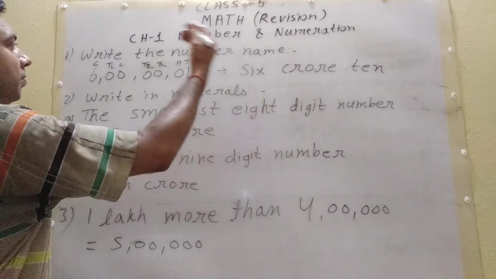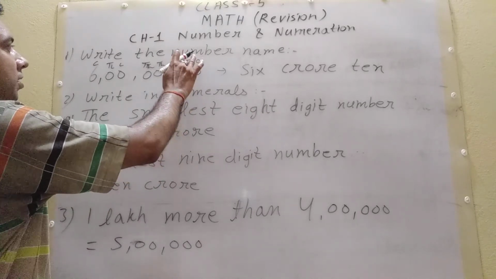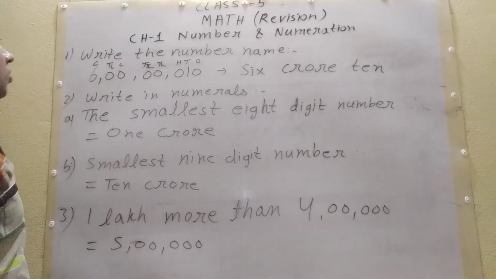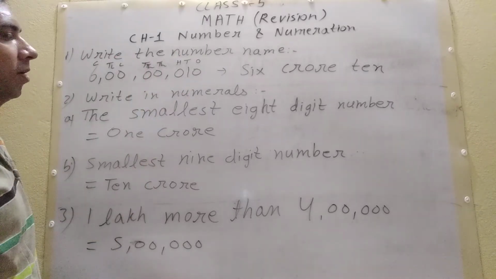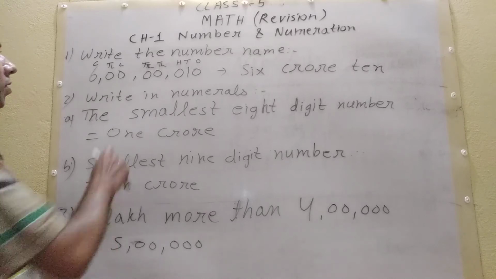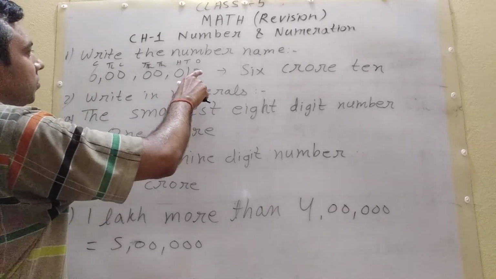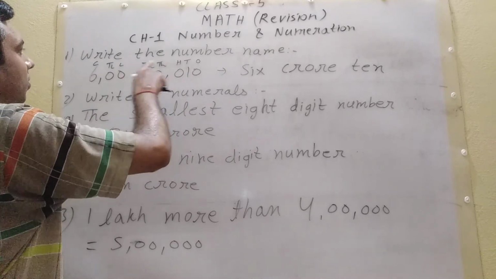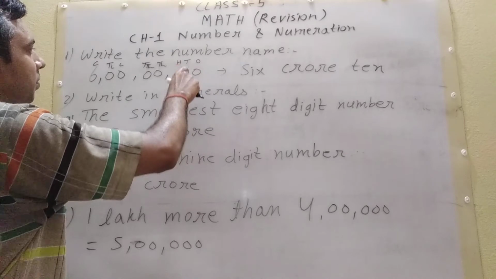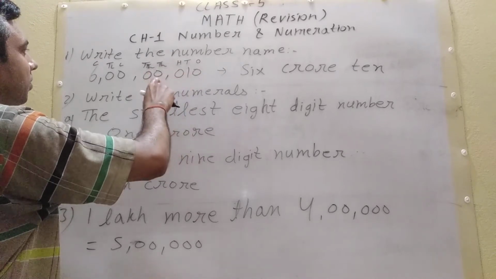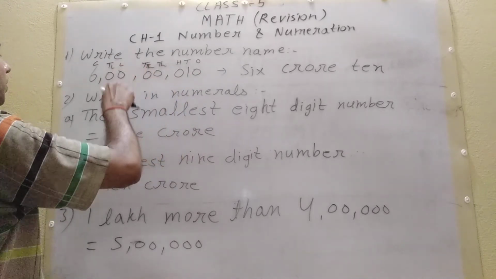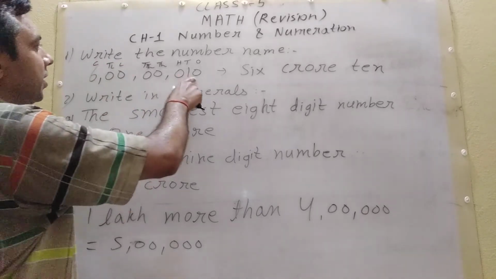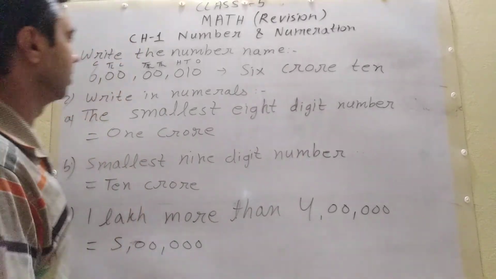We write the place value from the right hand side. Ones, tens, 100, 1,000, 10,000, lakh, 10 lakh, crore. So we know what value each digit has. So let us start. Ones place is 0, tens place 1, 100 place 0, 1,000 place 0, 10,000 place 0, lakh place 0, 10 lakh place 0, crore place 6. So 6 crore 10.